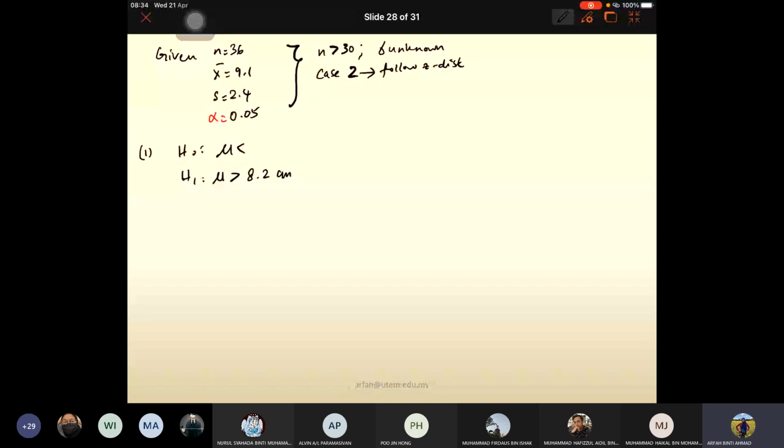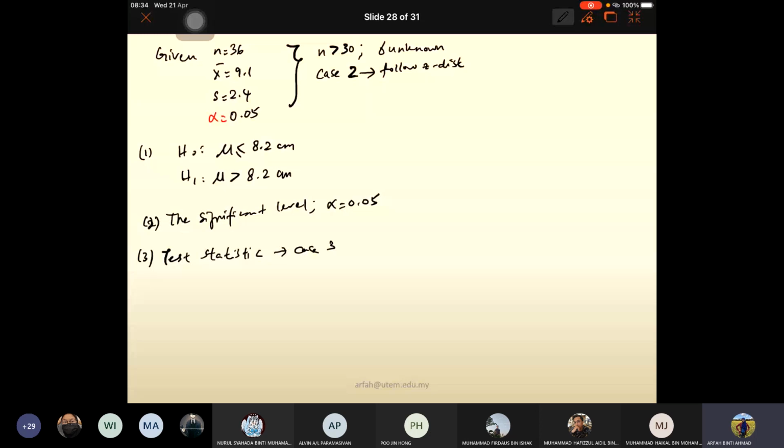Okay. So the second step, the significance level, it gives alpha equal to 0.05. Okay. And the third step, the test statistic, we know it follows case 3. That means Z equals X bar minus mu over S over square root of N.